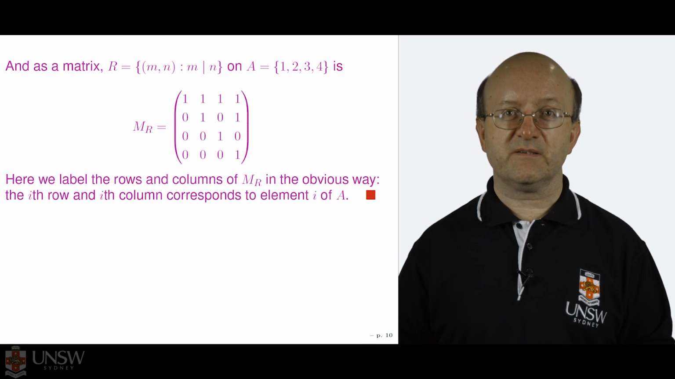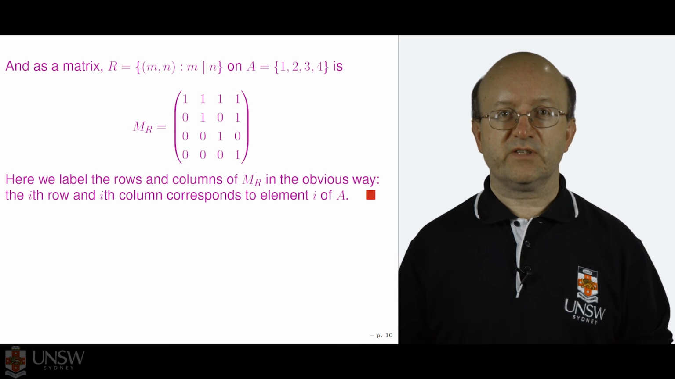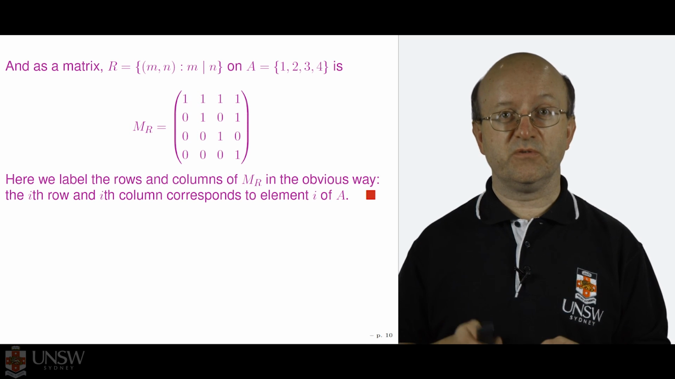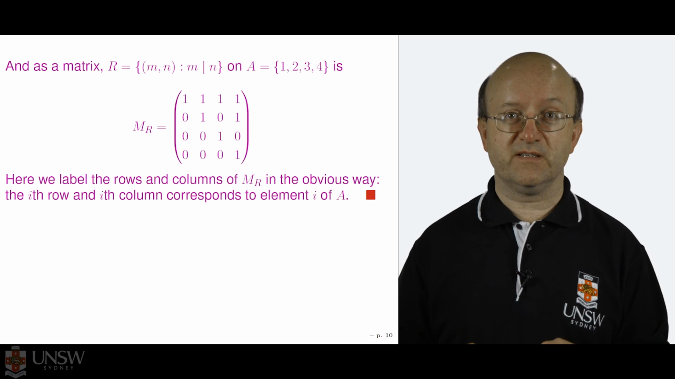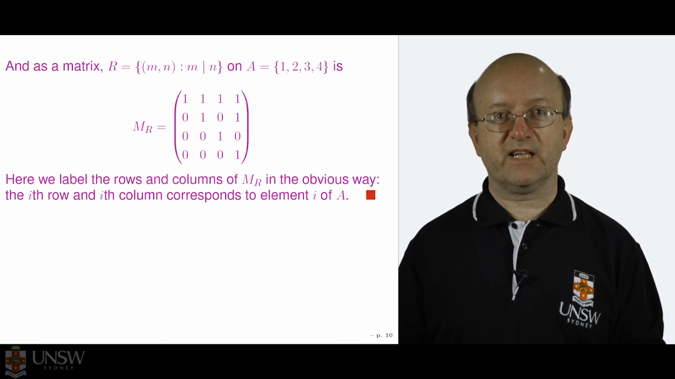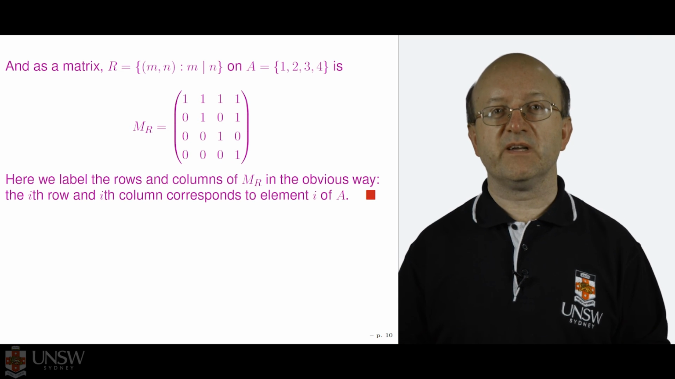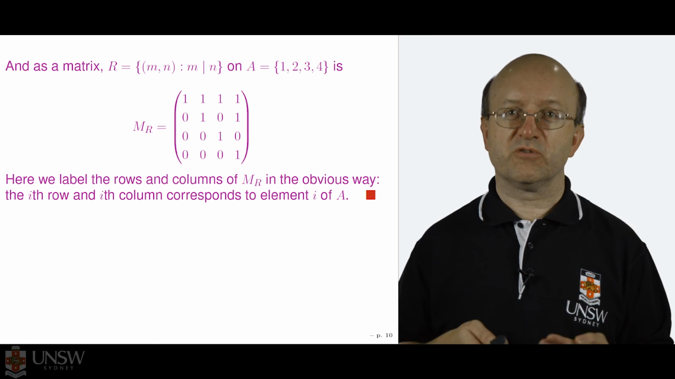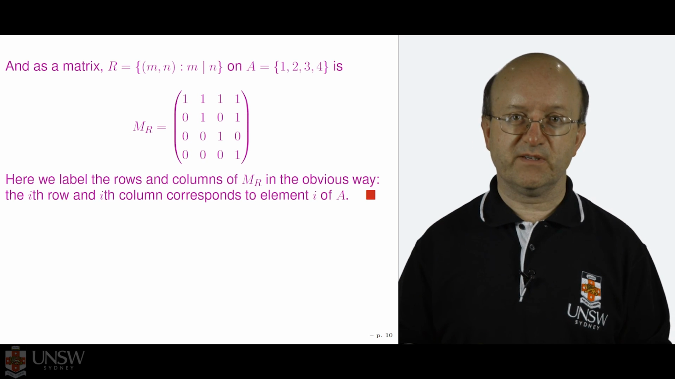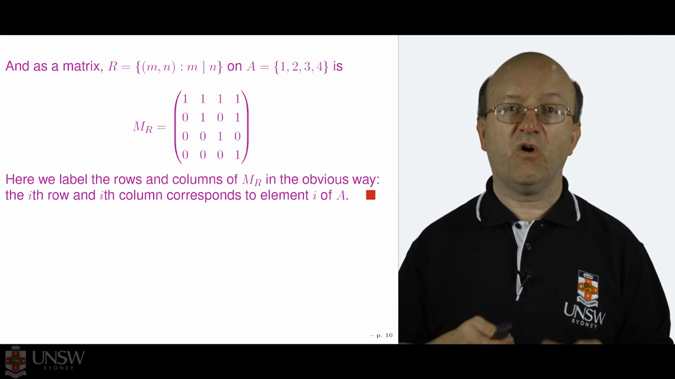This in fact is what we get. The first row is all 1s because 1 is related to everything. The second row has a 1 in the (2,2) and the (2,4) position because 2 is related to itself and related to 4. And the third and the fourth rows just have a 1 on the diagonal term, that corresponds to the loops in the digraph we saw in the previous slide, because 3 is only related to 3 and 4 is only related to 4. So that's our matrix form of this same relation on A.